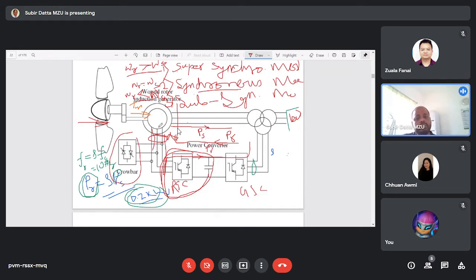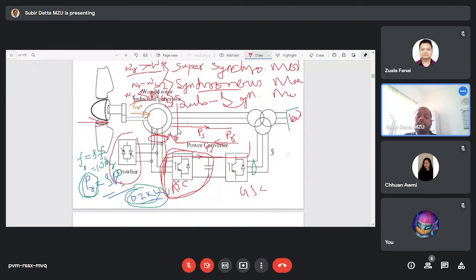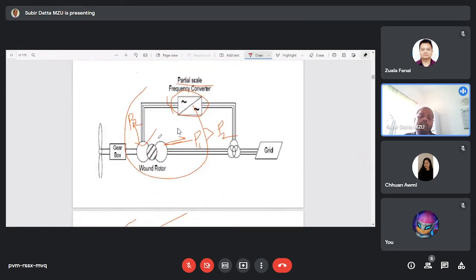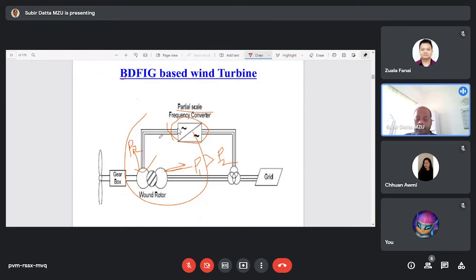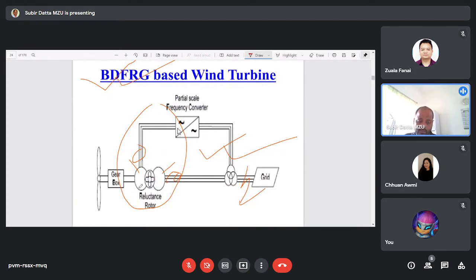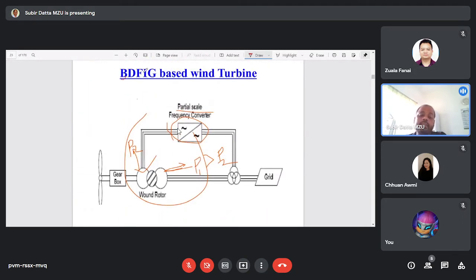Now, if the DFIG based wind energy conversion system is connected with the interconnected system, that is a very challenging task. That means we have to shut down the system, then replace the slip ring and brushes. This is the main disadvantage of DFIG based wind energy conversion system, and this disadvantage can be overcome by using another wind turbine generator. You just see this is also a wind turbine generator. This wind turbine generator is called BDFIG.